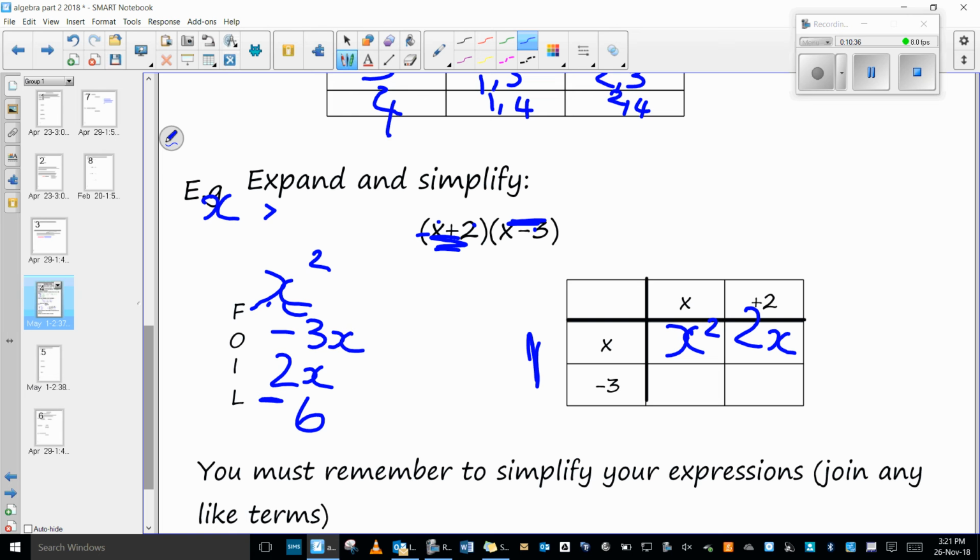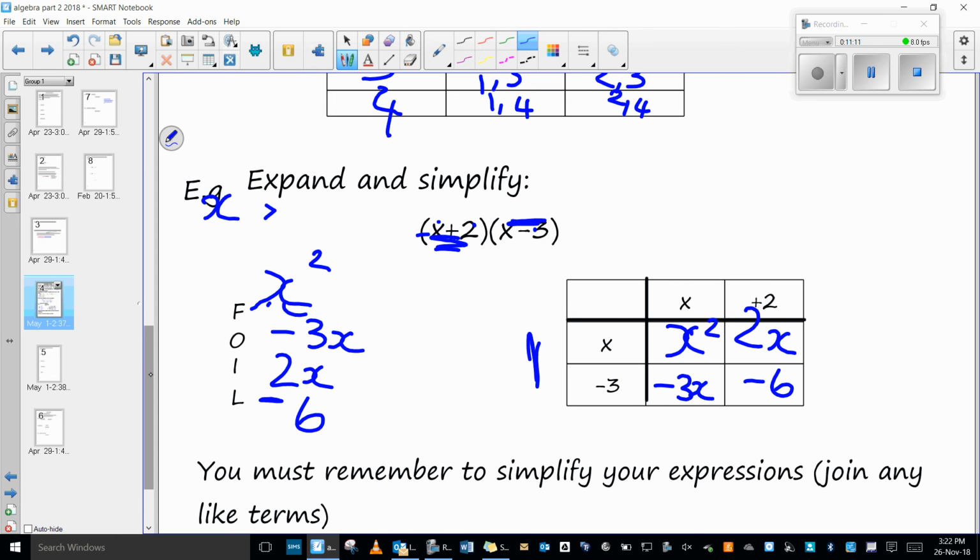Thanks, though. And in this box, we're going to have x and negative 3, so that would be negative 3x. And in this last one, it would be the 2 and the negative 3, negative 6 again. Be careful. Some people want to start adding when they should be multiplying. Always remember you're multiplying. So you can see from both of those we've got the same answers. You choose a method that you like. Both are correct. Both give you the same answers.